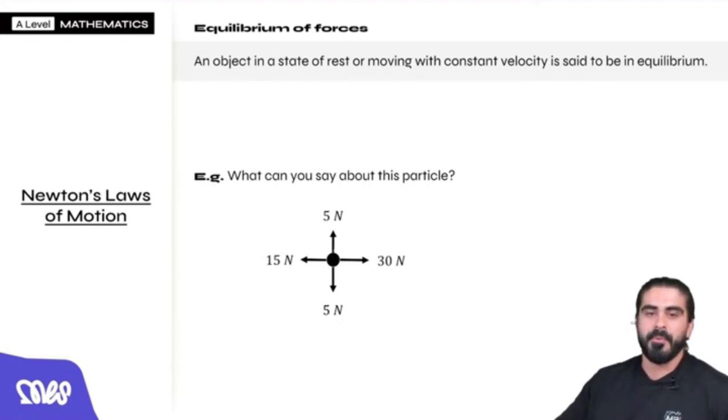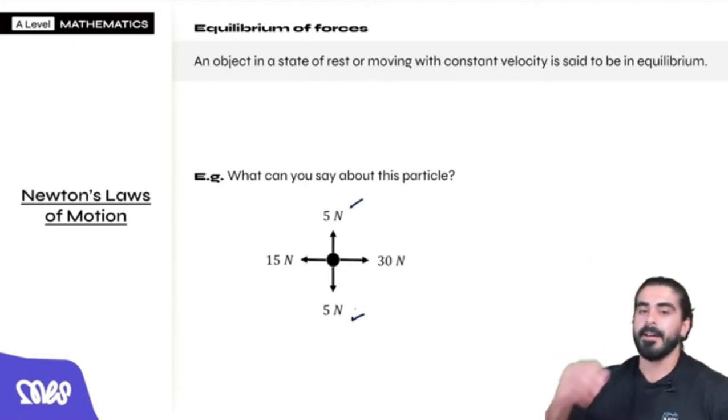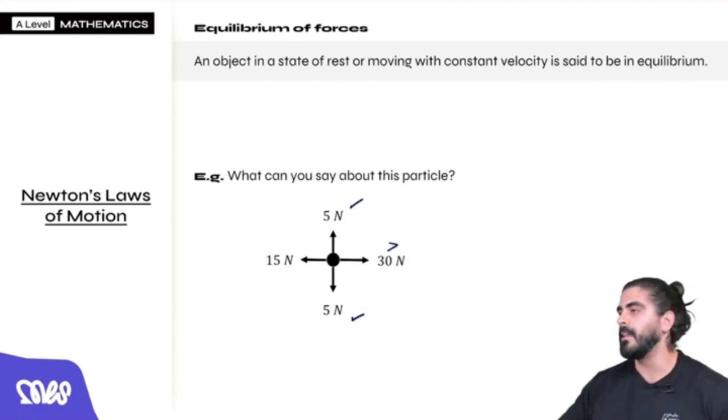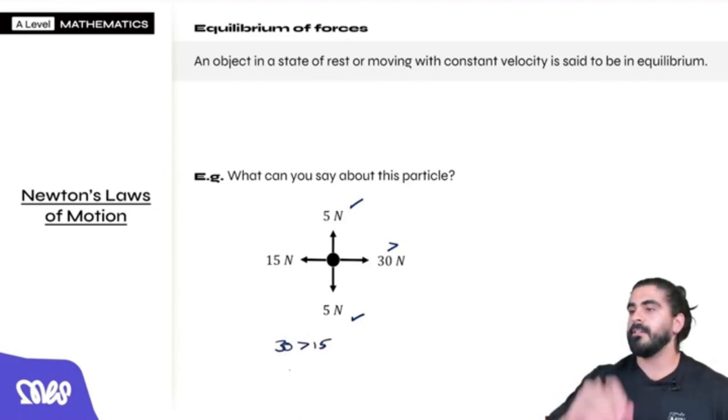So we have a particle, we have a force pointing upwards of 5 newtons, a force pointing down of 5 newtons, a force pointing to the right of 30 newtons, and a force pointing to the left of 15 newtons. Well, you can see that the upward force and the downward force are balanced. They're equally up and down, but you can see that the right force is bigger than the left force. So this force here, 30, is bigger than 15. Which must mean that if we were to leave the particle alone and just those forces were acting on it, it would be moving to the right.